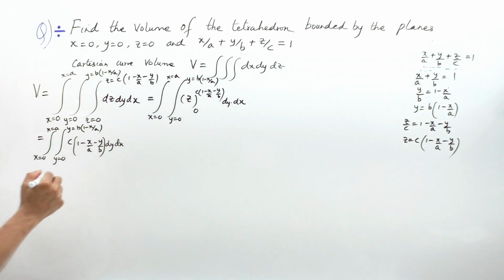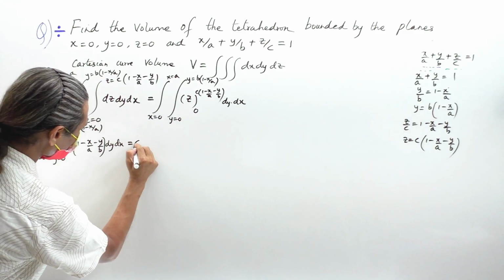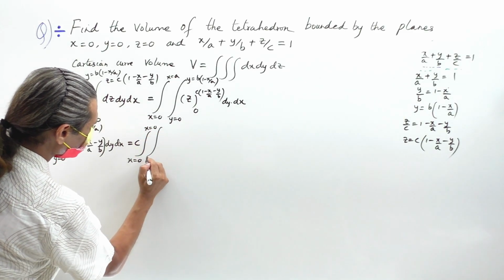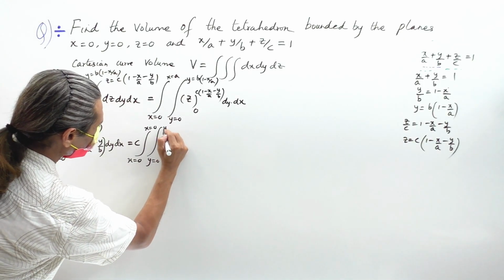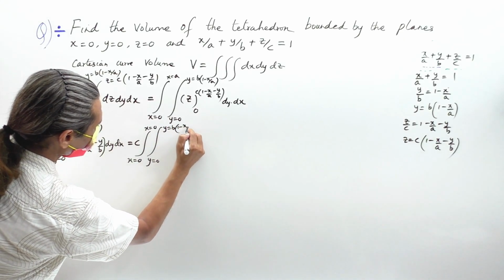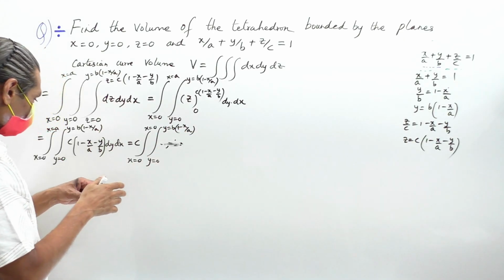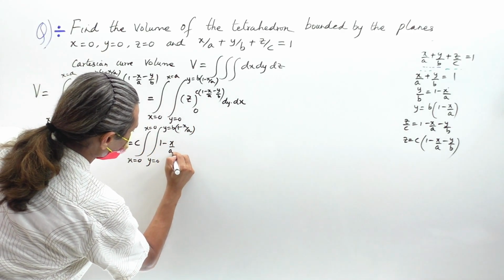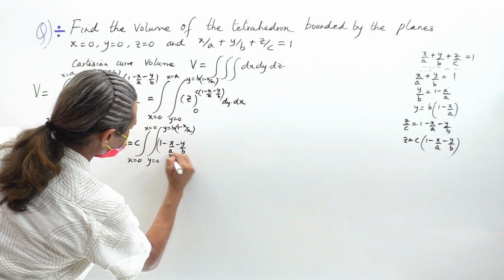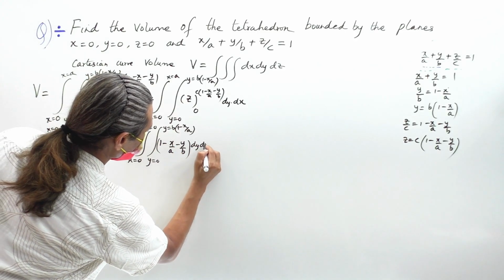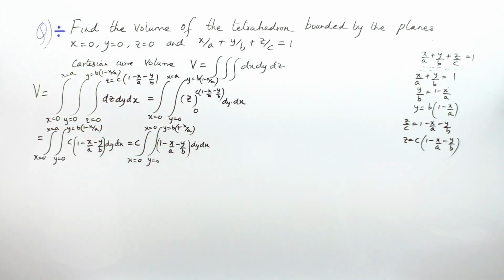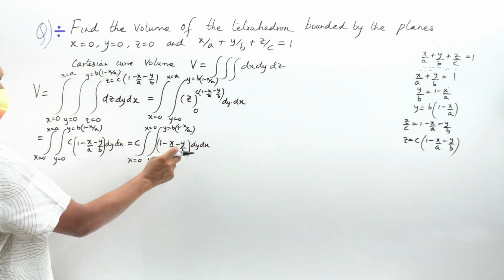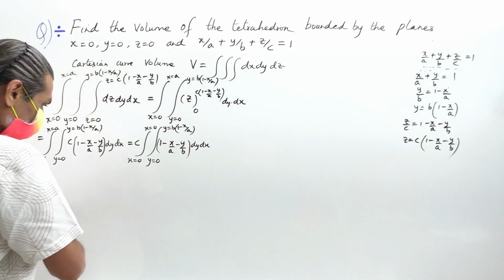Again see here, I am solving step by step. So see outside, again take the constant outside. The best thing to do, x is equal to 0 to a, y is equal to 0 to y equals b into 1 minus x by a, 1 minus x by a minus y by b dy dx. That's it. Now let's again integrate with respect to what? y here.